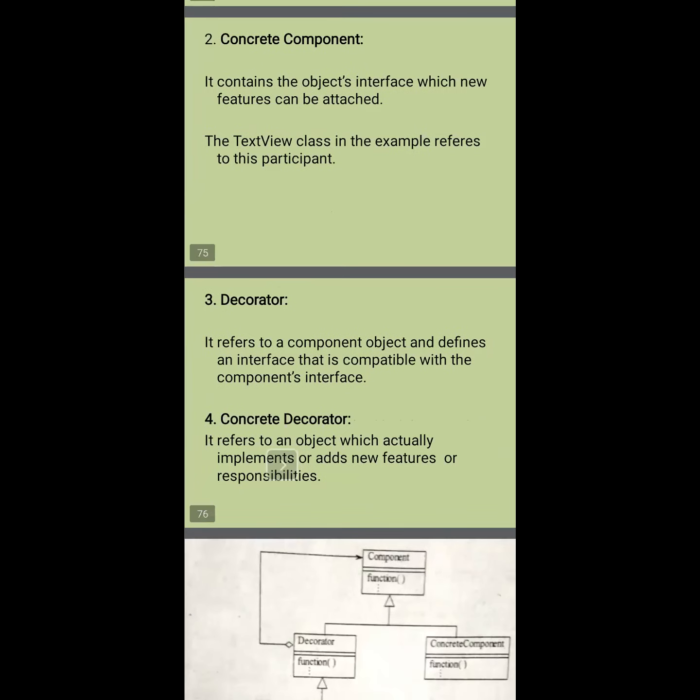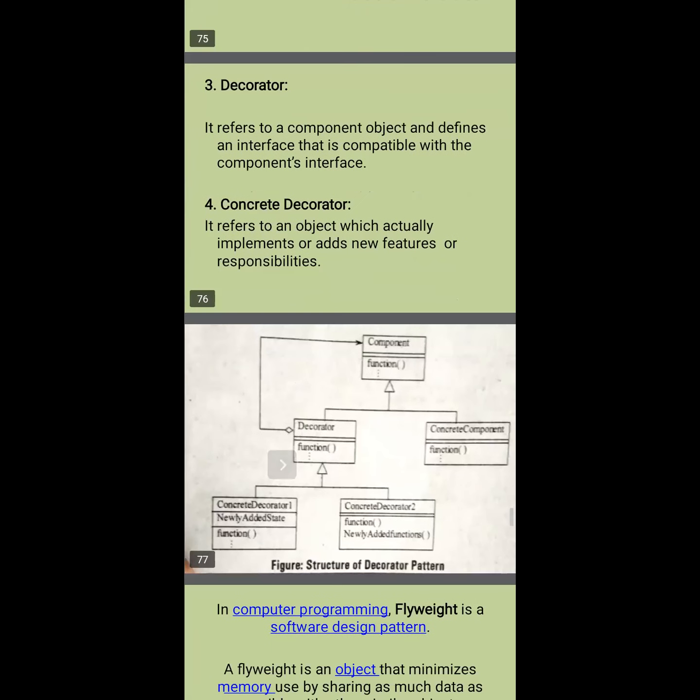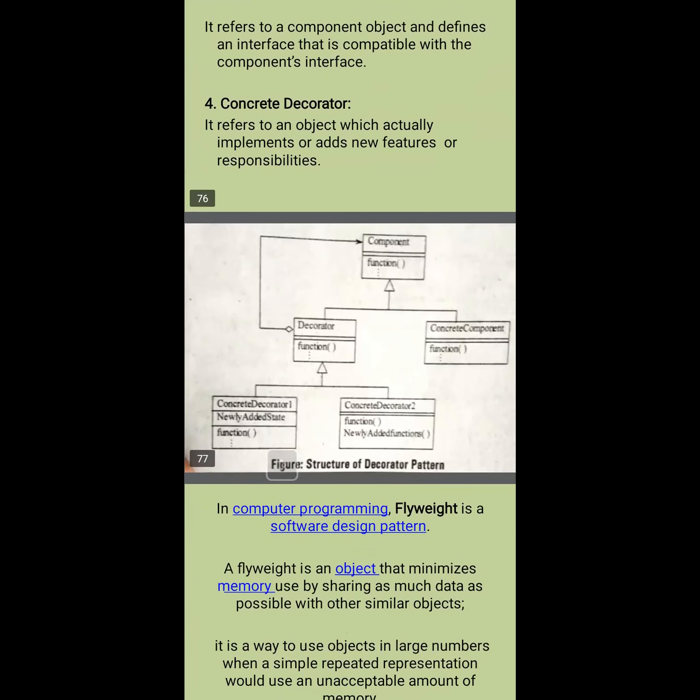Next one is the decorator. It refers to a component object and defines an interface that is compatible with the component interface. Another one is the concrete decorator. It refers to an object which actually implements or adds features or responsibilities. So if you are observing this diagram, here we consider these four types of participants: component, decorator, concrete component, and the concrete decorator. So the decorator function is adding additional functionalities to the component or the objects.